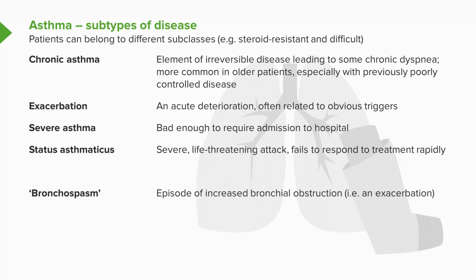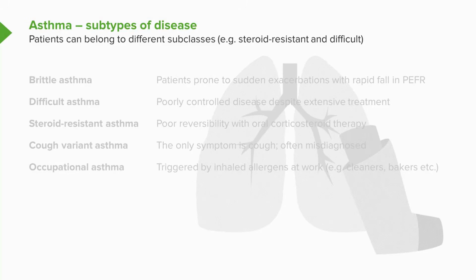Doctors often use the phrase bronchospasm, and all they mean by that is an episode of increased bronchial obstruction, an increased episode of airways obstruction, and that essentially is an exacerbation. Other subtypes of asthma include brittle asthma, and these are patients who actually are relatively well most of the time, but then can have sudden exacerbations which can be very rapidly developing.